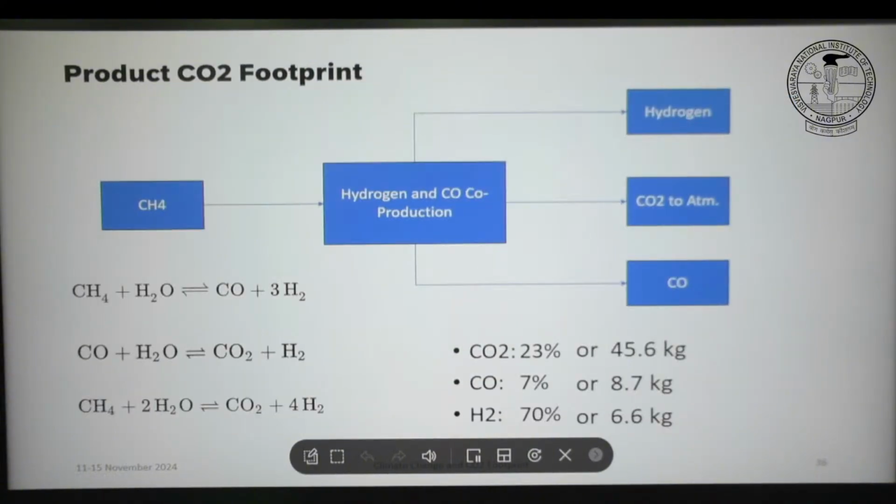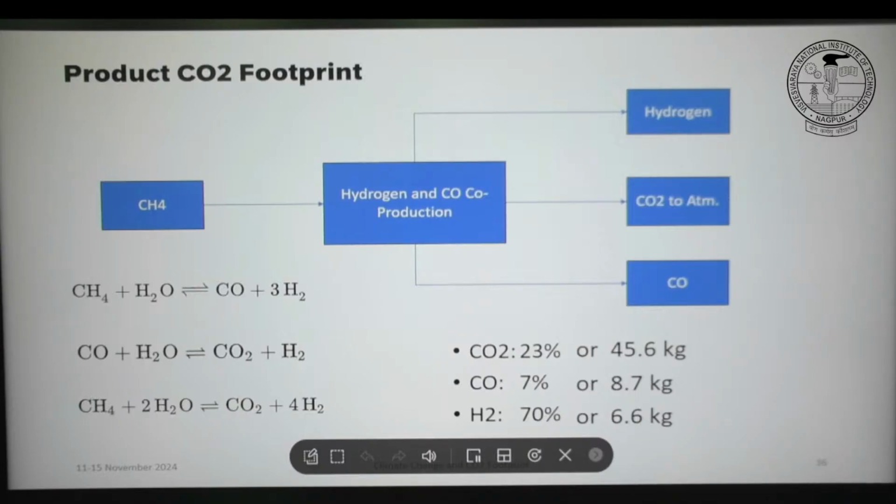Now the CO2 footprint, I think we already did this, but let's take another example and try to implement these calculations to calculate the CO2 footprint. We did it for power production, natural gas base, it's around 470 kg per kilowatt hour of electricity. But that was for the electricity. How do we do it for the products?